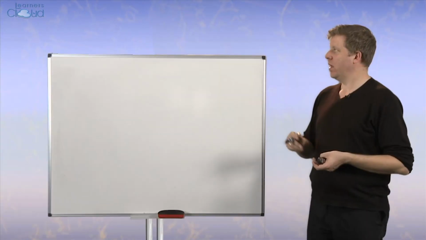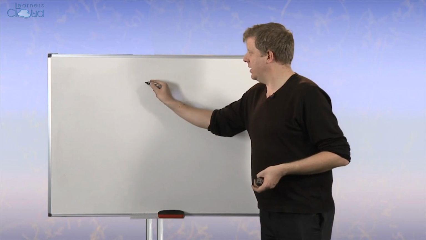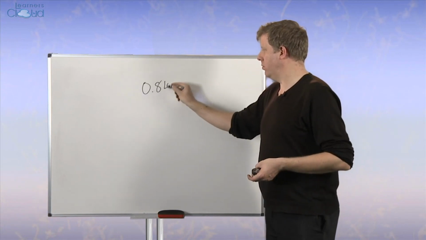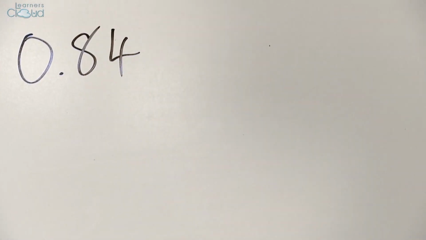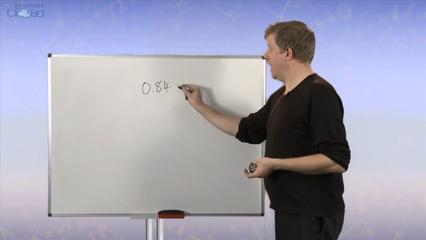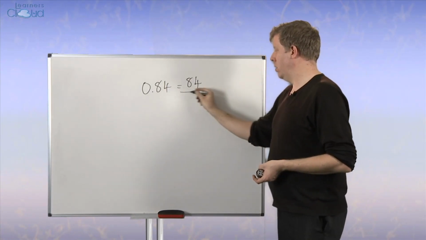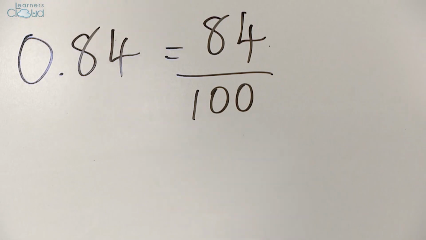Right, so let's write some decimals into fractions. The first one we're going to look at is 0.84. So remember we're using the place value, and because this decimal goes into the hundredths, we would write it as 84 over 100. But remember, this is not in its simplest form, so we have to simplify until it is.